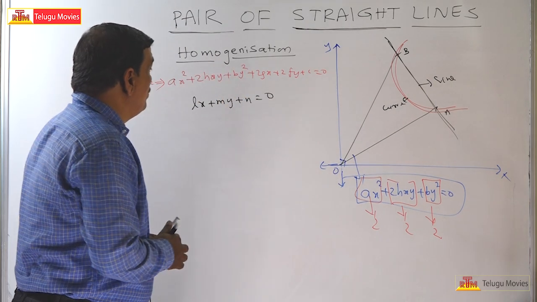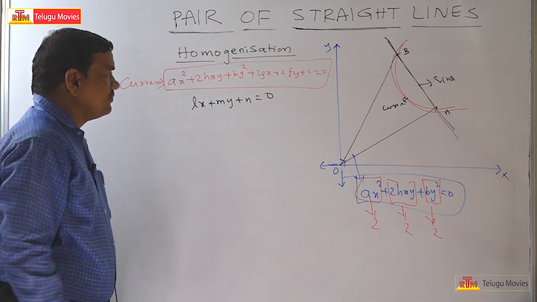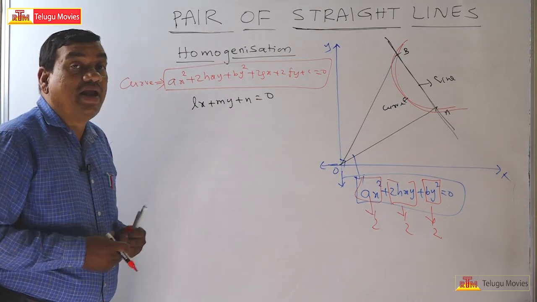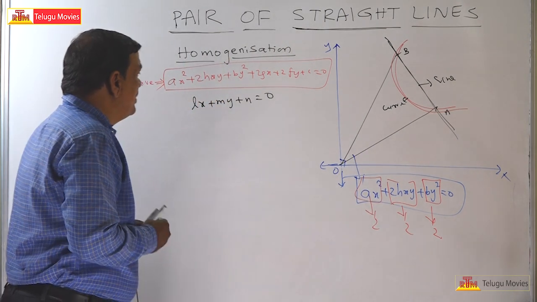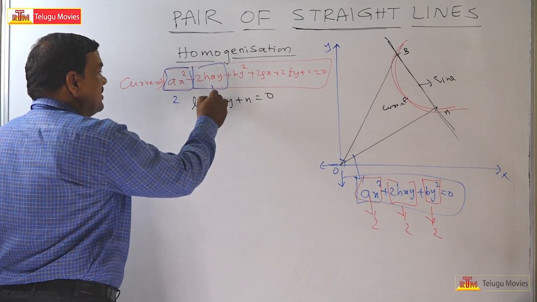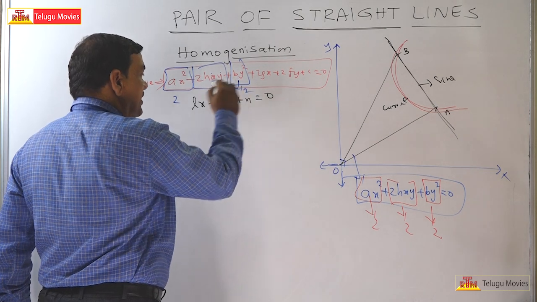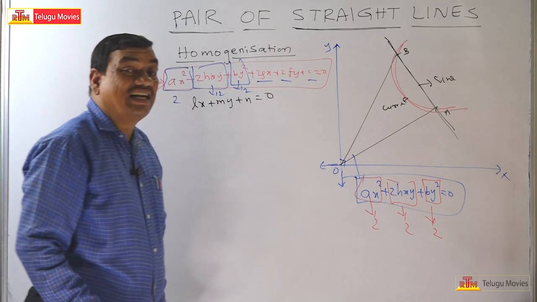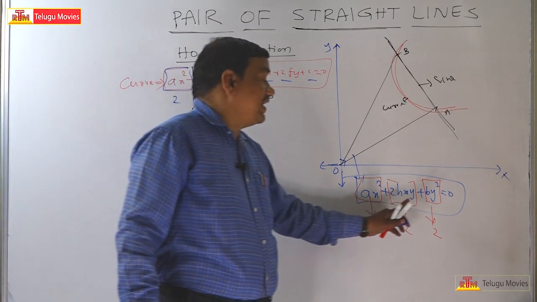Okay. Now, coming to here, how to do this? If you observe here, it is a general second degree equation. So, you want to make it into homogeneous form. Observe here, the first term is degree 2. The second term is degree 2, x, y, 1 plus 1, 2. The third term is degree 2. So, we have to make these three terms also into degree 2. Then only we will get this format.